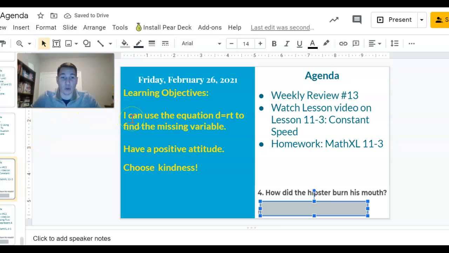And your learning objectives for today: I can use the equation D equals RT to find the missing variable. Okay, this could also be D equals R times T. So let's go ahead and get started here. If you do not already have the lesson notes, please have that out on your desk and a pencil. And we're going to get started on constant speed.